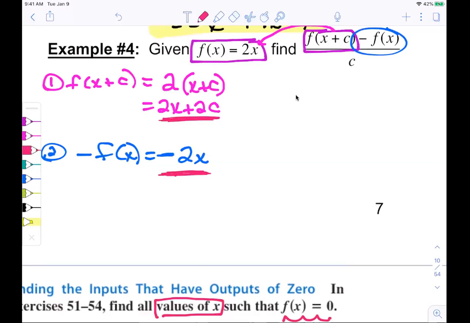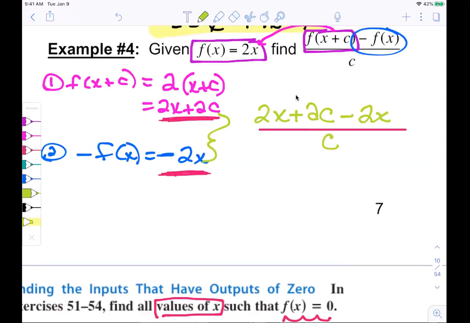So if I take those two pieces and combine them together, that makes my difference quotient. So going into the fraction, I'm going to take that 2x plus 2c. That's the first piece. Then I'm going to take my second piece, which ended up being negative 2x. So I'm taking these two pieces, combining them together on the top. And then I have divided by c.